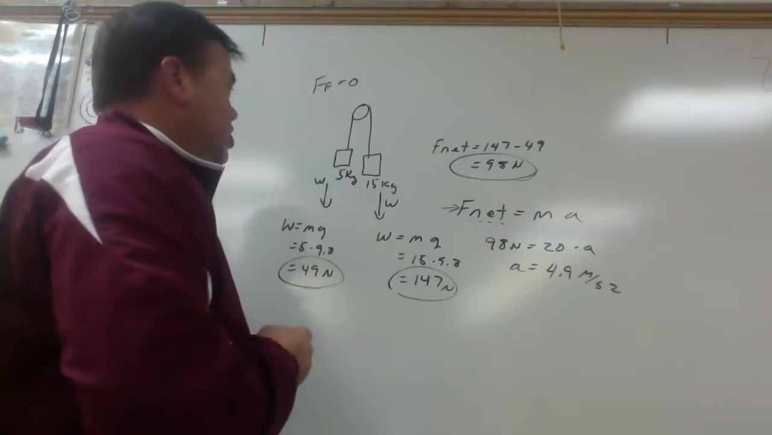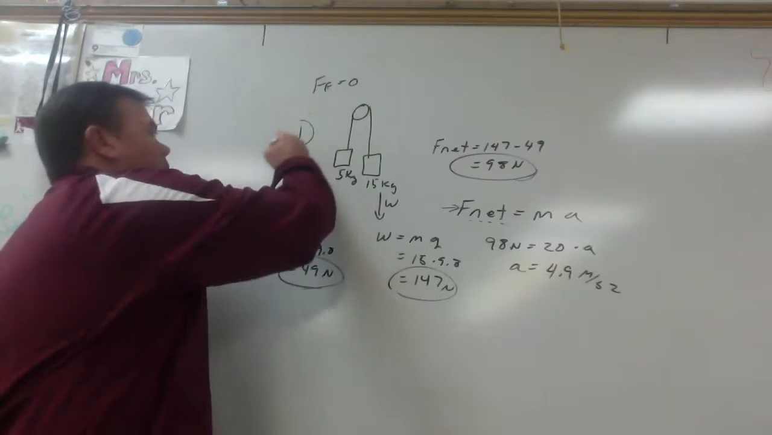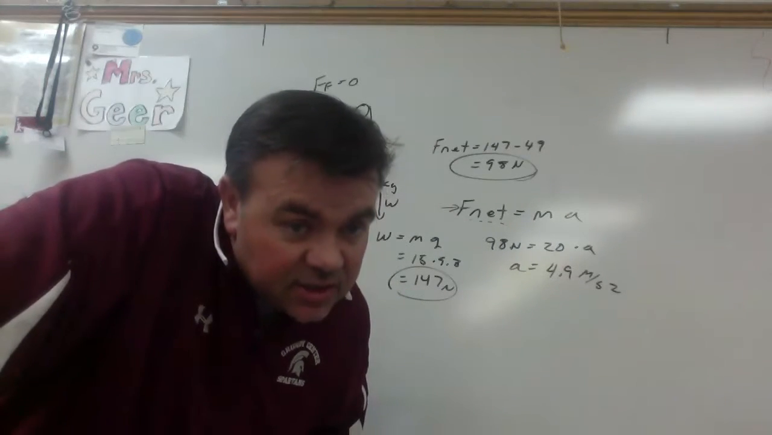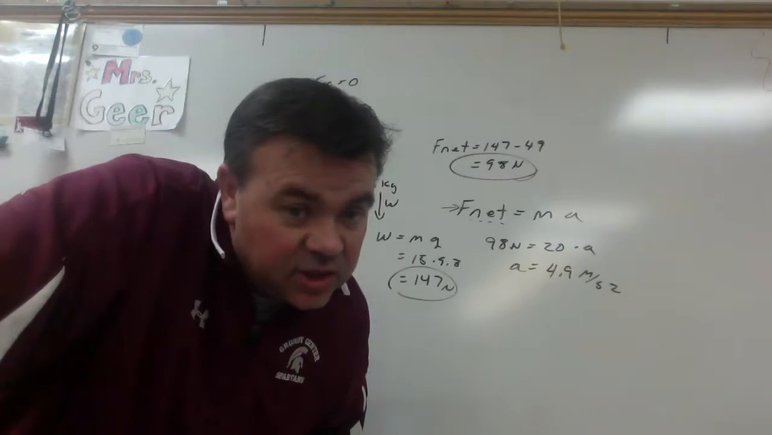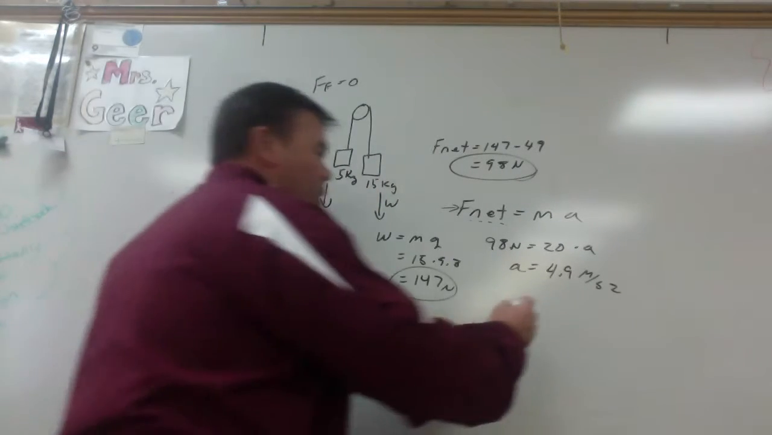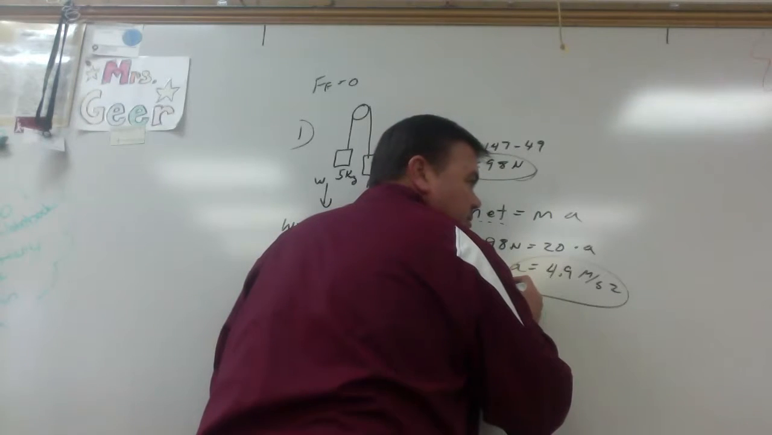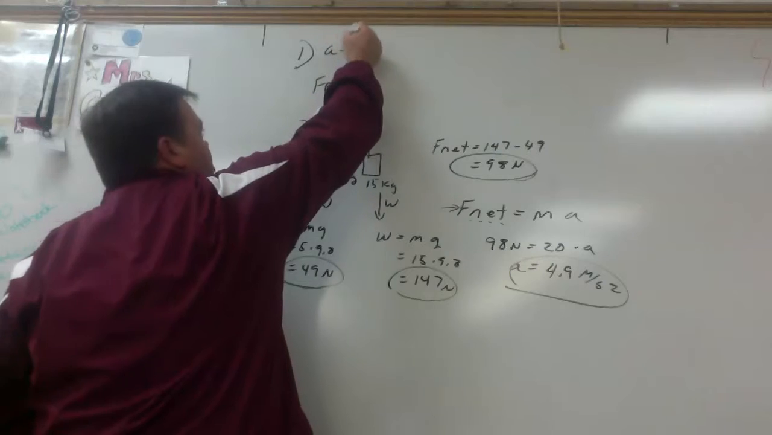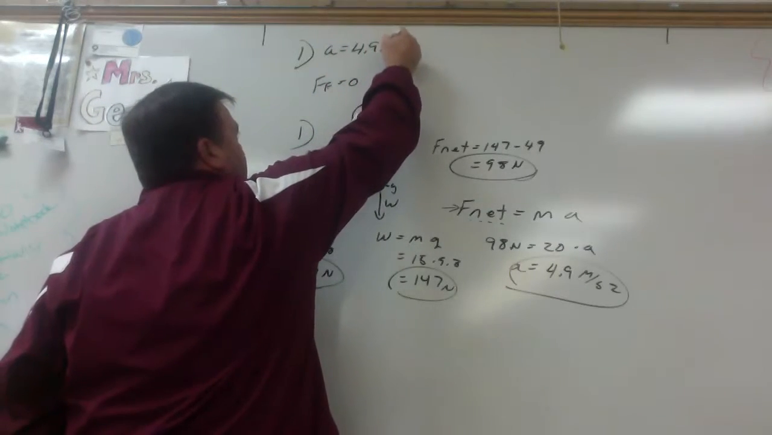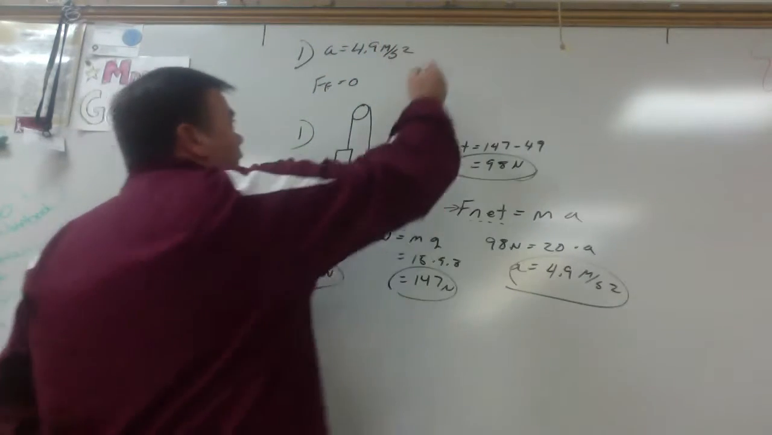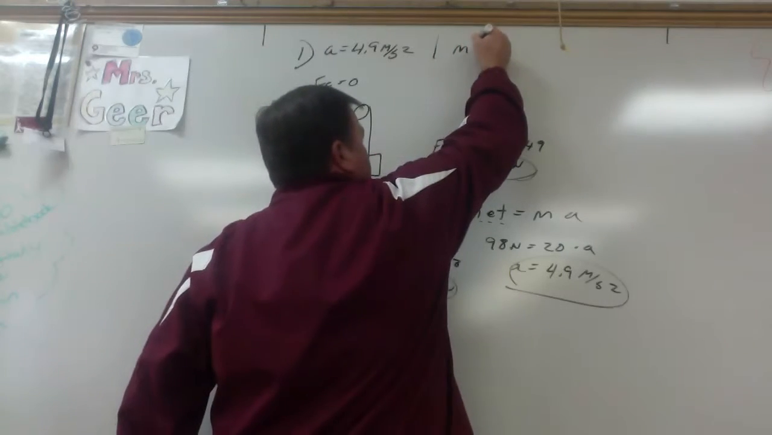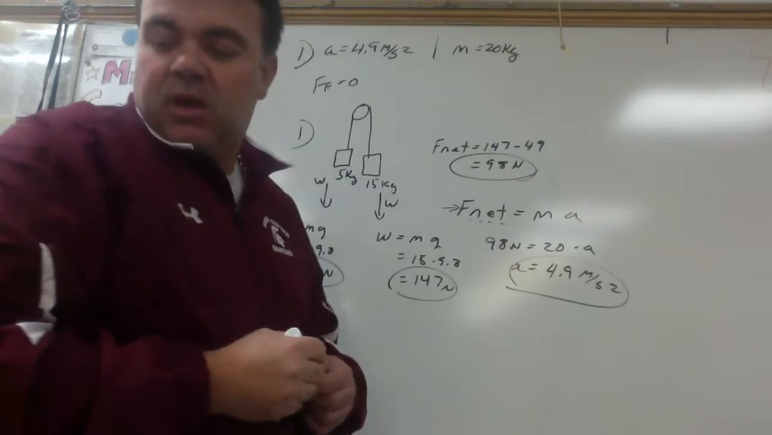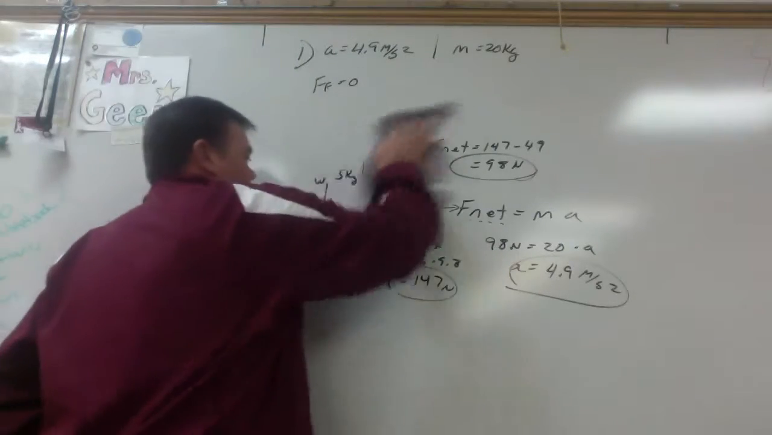The second question, after testing the system in question 1, it's found the acceleration is 3. The acceleration should be 4.9, right? Okay, let's put that up here for number 1. The acceleration was 4.9 meters per second squared. And we also know that the mass of the system is 20 kilograms. Okay, we know that.